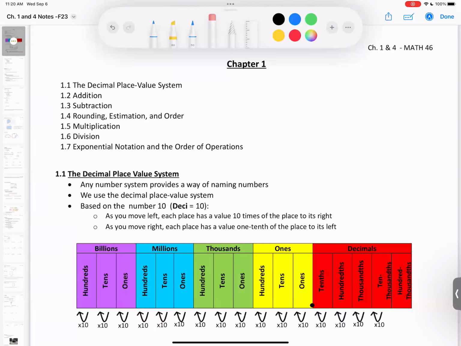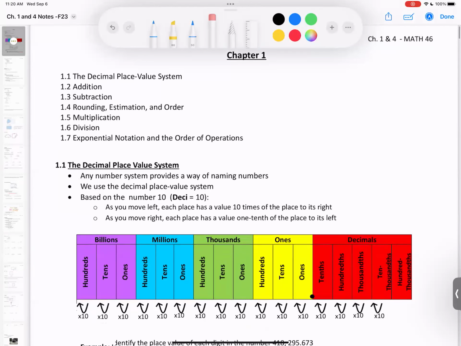Before I begin, I just wanted to mention that Chapters 1 and 4, which are the first two chapters we cover in this course, are designed to be covered at a review pace, so I'll be going through them fairly quickly. In Chapter 1, we're going to be looking at operations with whole numbers, and then in Chapter 4, doing the same thing but adding in decimals. If this does not feel like review, I'm probably going to be moving too fast for you. So if you feel that that's the case, please have a conversation with me so I can help you with that. All right, so the decimal place value system.